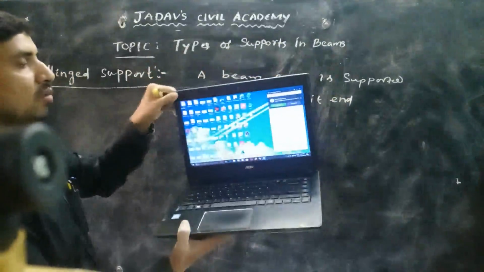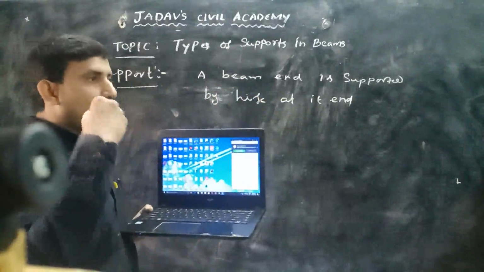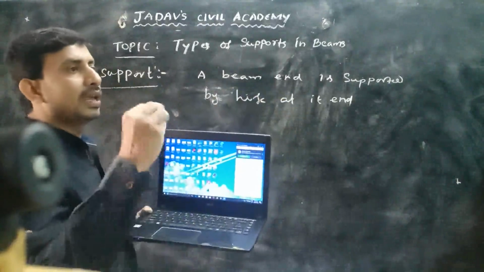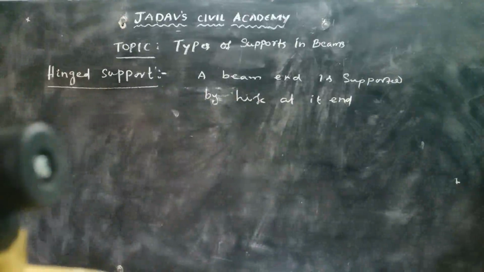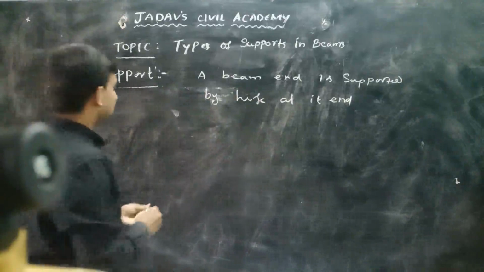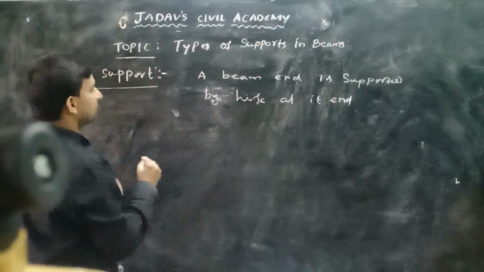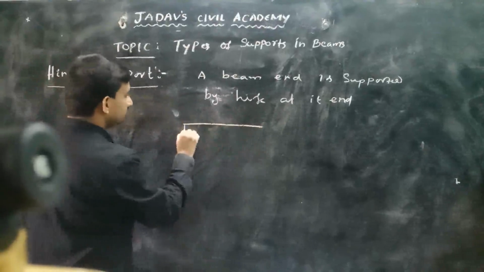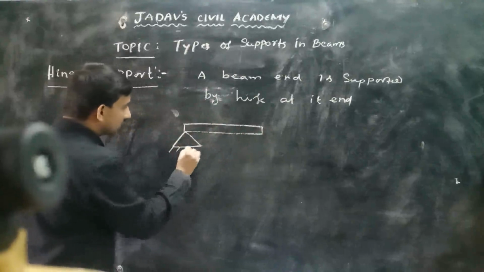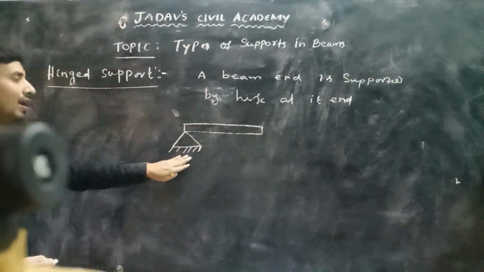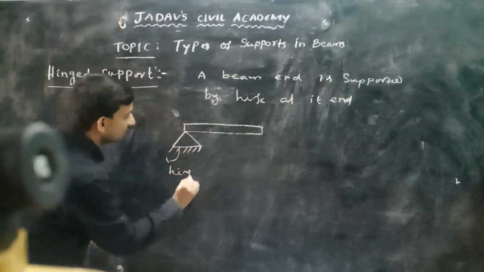You can take one more example, your door. The closing and opening of the door depends upon the hinged support. That is the best example I can give for a hinged support. So how can we symbolize it practically? The symbol for this hinged support is: this is a beam, and we have a triangle, and below the triangle we have these lines. This is called the representation or symbol of a hinged support.